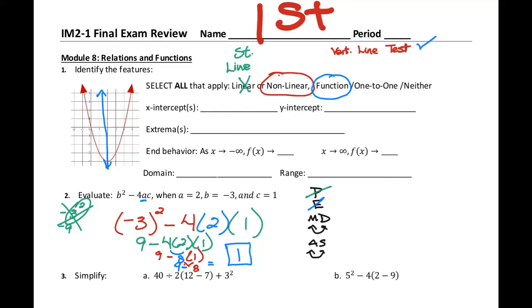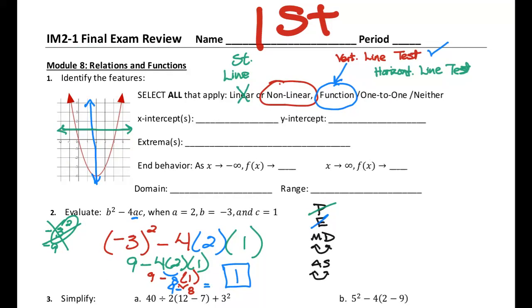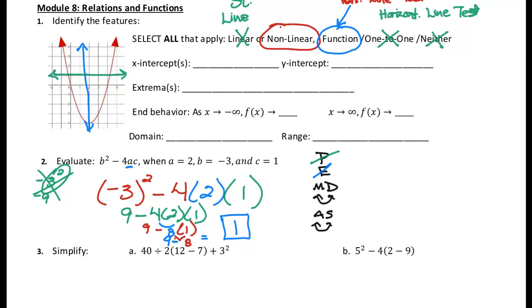It does pass that. How can we tell if something is 1-to-1? Then you look at the horizontal line test. And as you do a horizontal line anywhere along there, is it only crossing that graph in one place? No, so that means it is not 1-to-1, and that means it's not neither because we already said it is a function. All right?